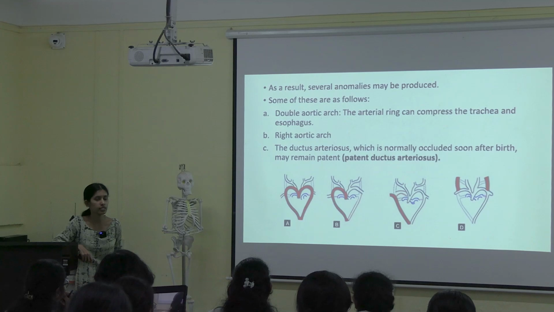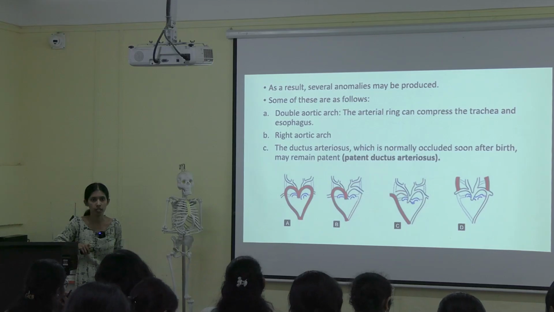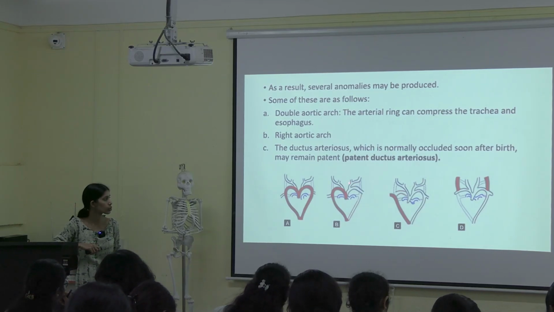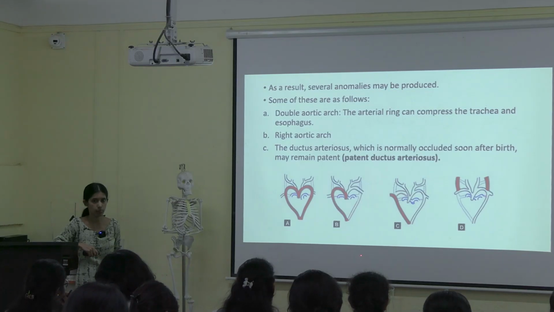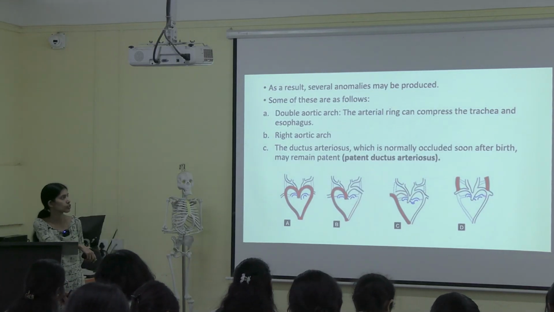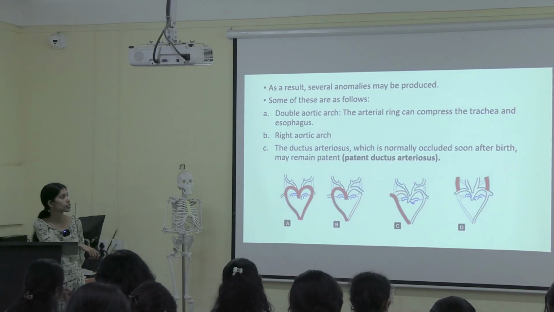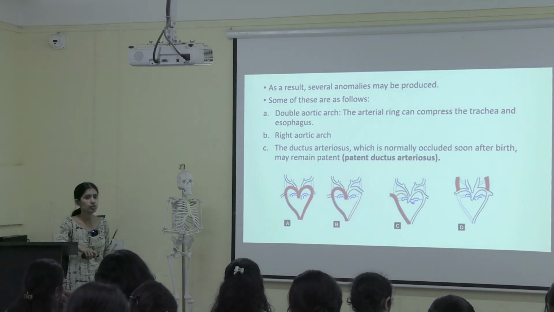There will be no presence of left aortic arch, which usually happens in the normal development. Instead of that, we can see only one aortic arch on the right side. Okay, the next one is the ductus arteriosus, which is also known as patent ductus arteriosus. In this condition, the ductus arteriosus, which is normally occluded soon after the birth, may remain patent.